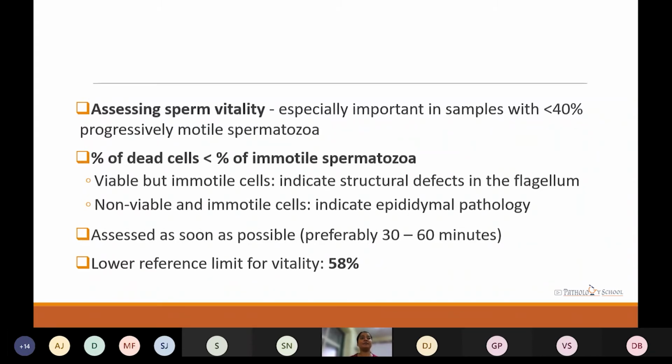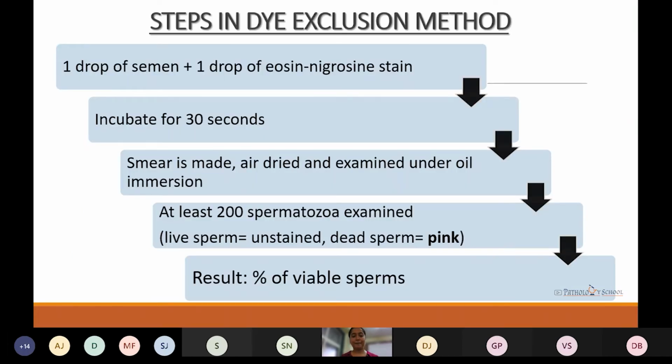And if they are both immotile as well as non-viable, that means they are dead, then it indicates there is some kind of epididymal pathology. So the sperm vitality should be assessed within 30 to 60 minutes after collection. The normal lower reference limit is 58%.